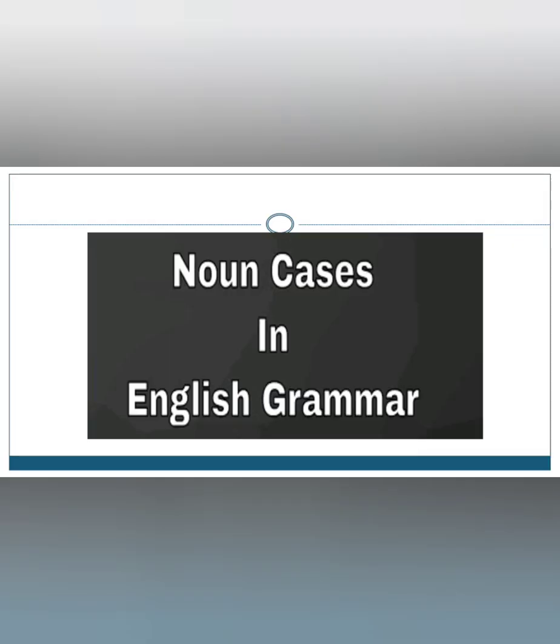Learning is a process that is never ending, right? Keeping this in mind, we continue our academic session with the second chapter in grammar. Noun case.